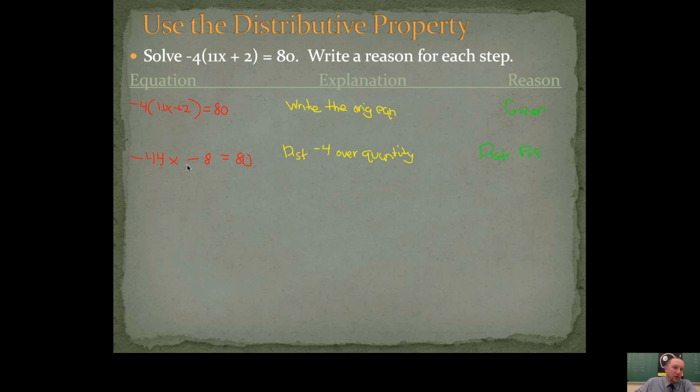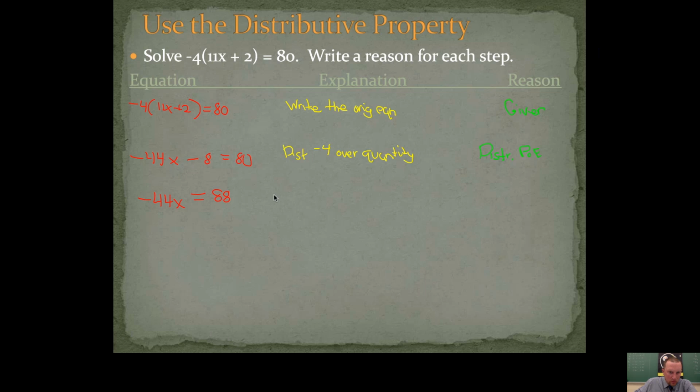You have -44x minus 8 equals 80. We want to get -44x by itself. So how do we do that? Well, you need this -8 to disappear, so you better add 8 to this side. And whatever you do to this side, you better do to that side. So that's what your next equation is going to look like, one step down the road.